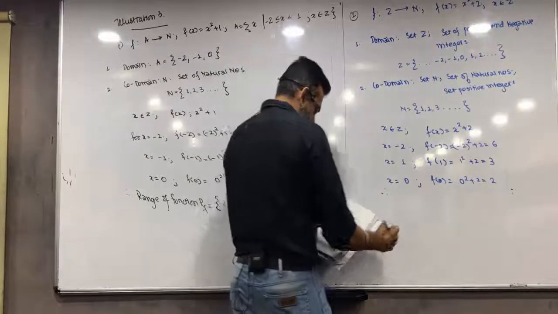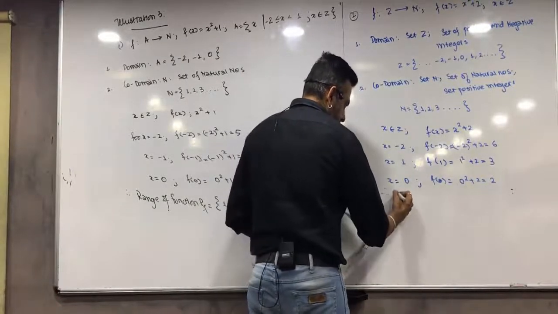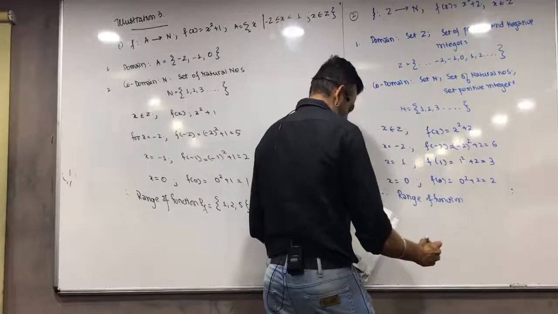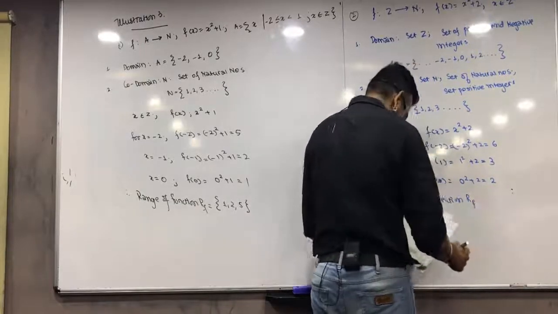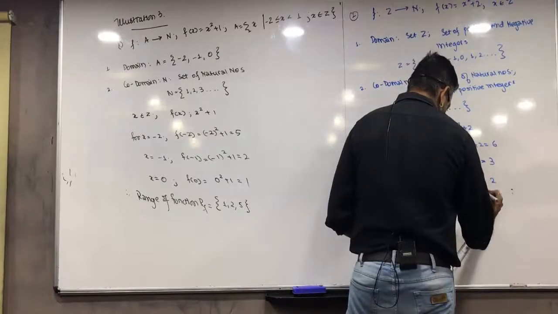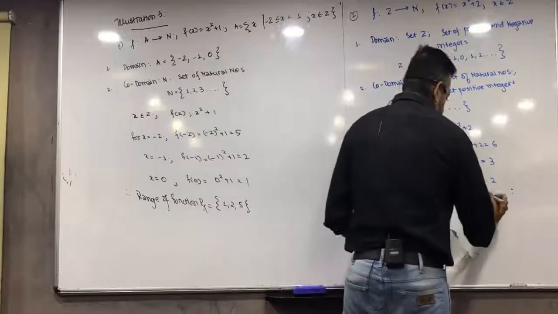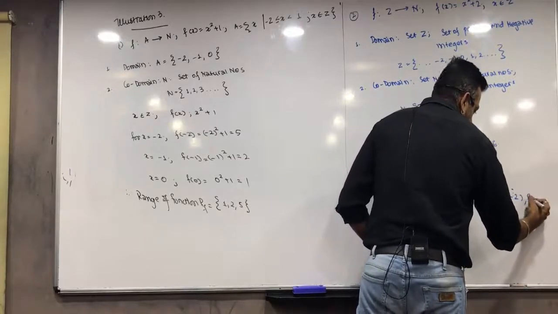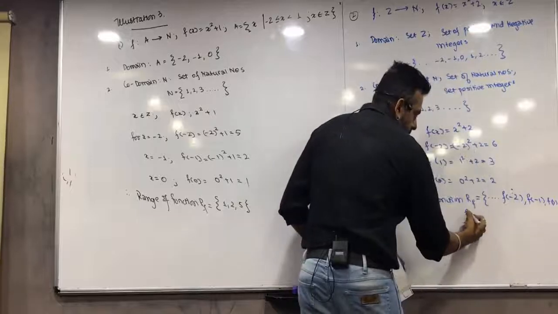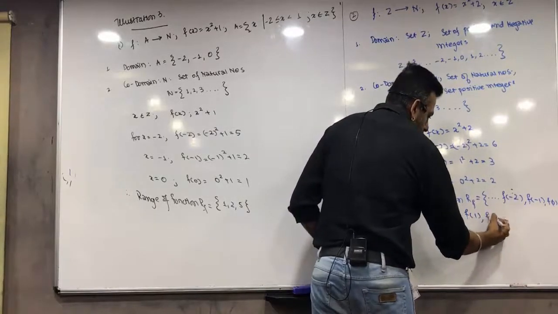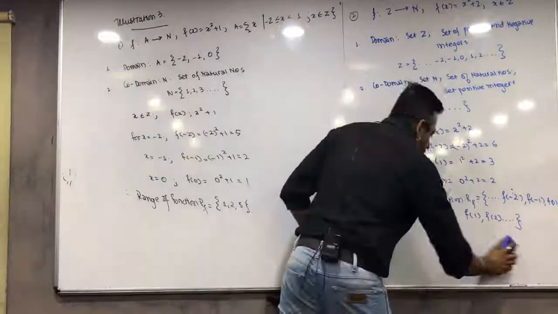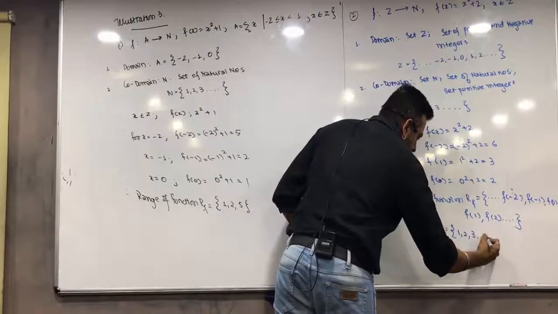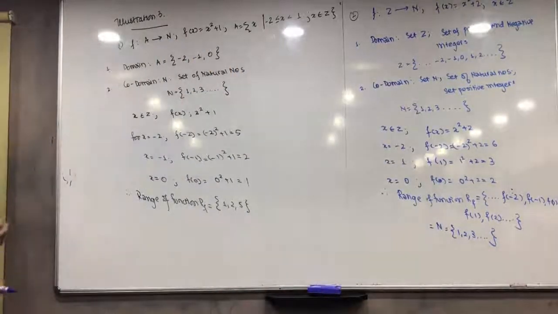Therefore, range of function R of f is equal to, here we can write dot dot dot f of minus 2, f of minus 1, f of 0, f of 1, f of 2, dash dash dash, which is here range of function itself is N equal to 1, 2, 3. So, yes, f of minus 2 will become a positive number.